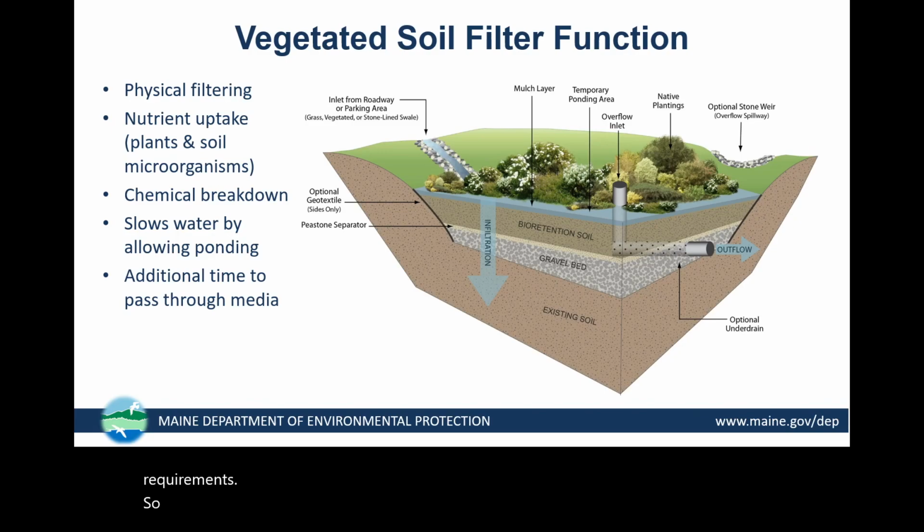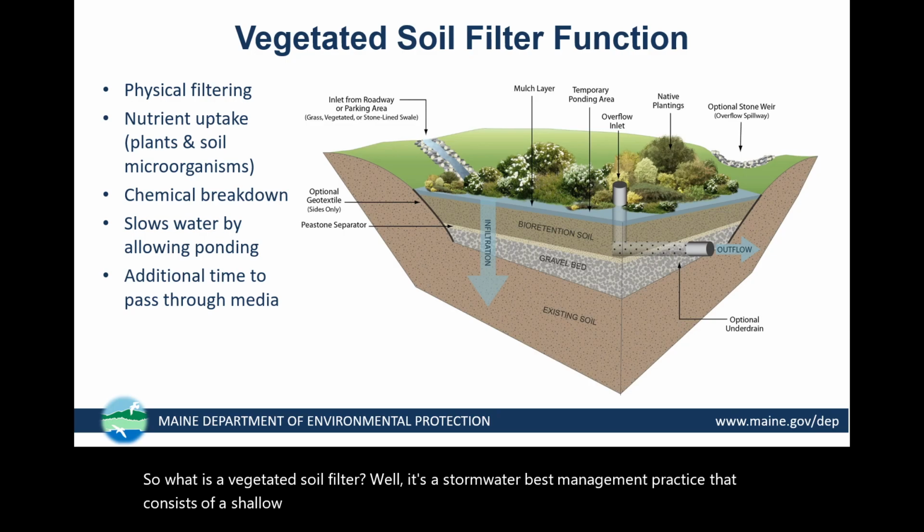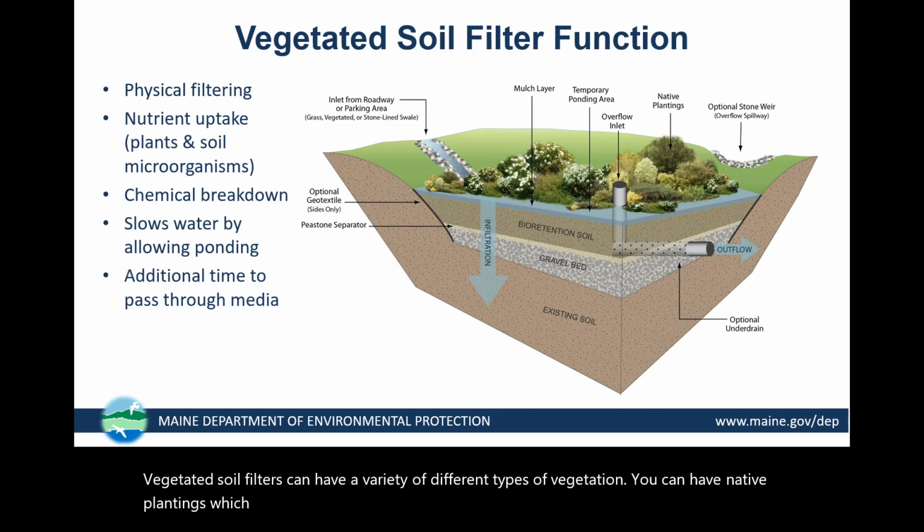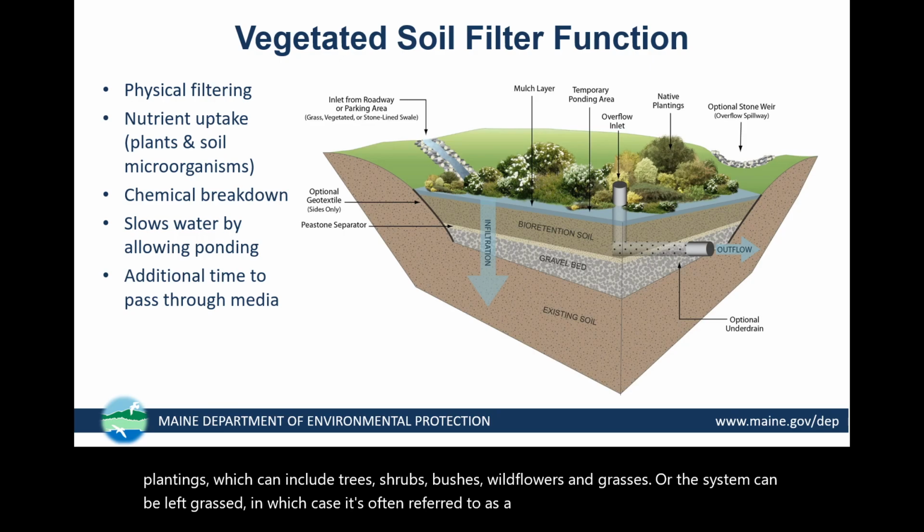So what is a vegetated soil filter? Well, it's a stormwater best management practice that consists of a shallow depression in the ground that collects and provides quality treatment for stormwater runoff. Vegetated soil filters can have a variety of different types of vegetation. You can have native plantings, which can include trees, shrubs, bushes, wildflowers, and grasses, or the system can be left grassed, in which case it's often referred to as a grassed underdrain soil filter, or a GUSF.